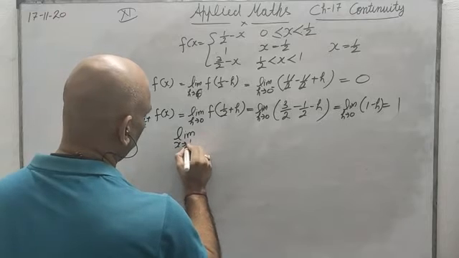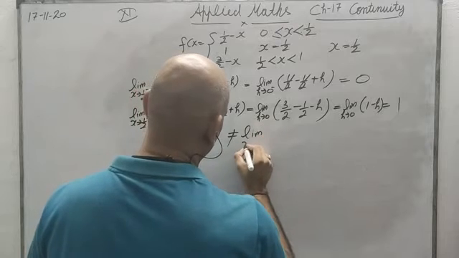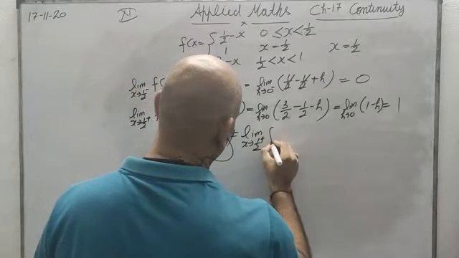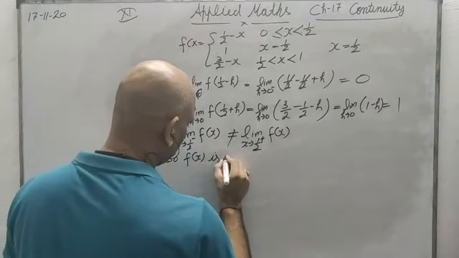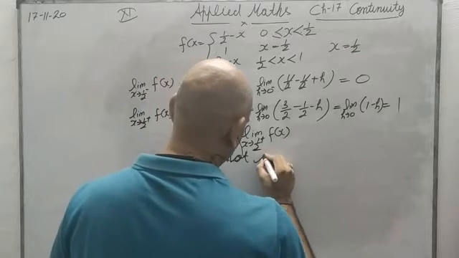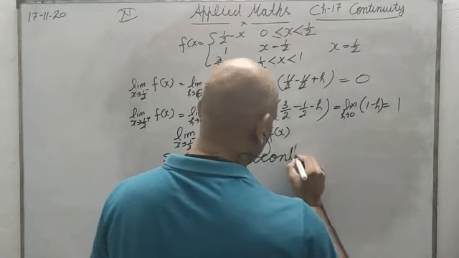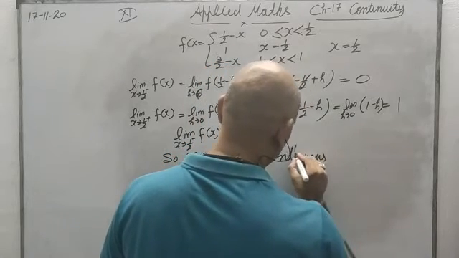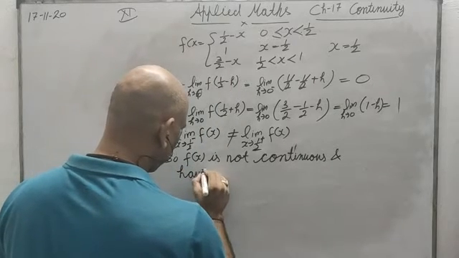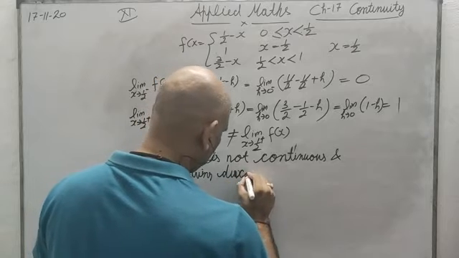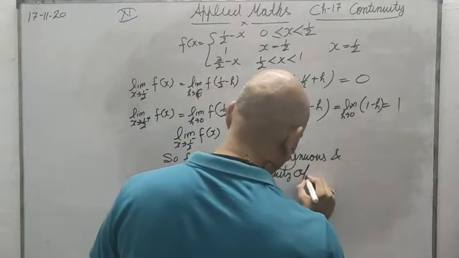Limit x tends to 1 by 2 minus f(x) is not equal to limit x tends to 1 by 2 plus f(x). So f(x) is not continuous, and it has a discontinuity of first kind.